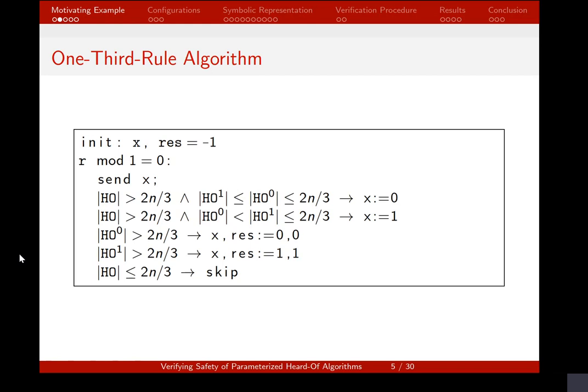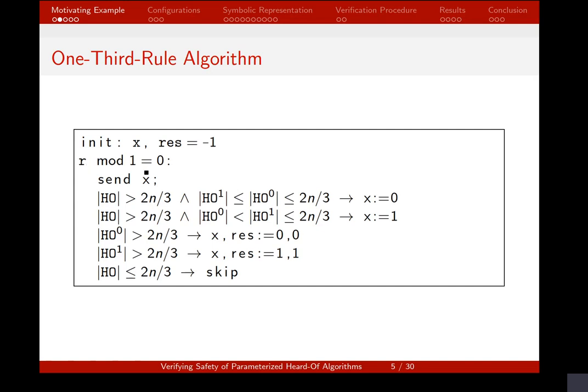This is an algorithm called one-third rule, and it's a consensus algorithm introduced by the herd-of model. So in the beginning, the processes initialize some of their local variables. For example, here, they initialize their variable called res, which stores the result of the consensus. They have another variable called x, which will have an arbitrary value in the domain. We require in our work that the domains are finite, but their size doesn't matter.